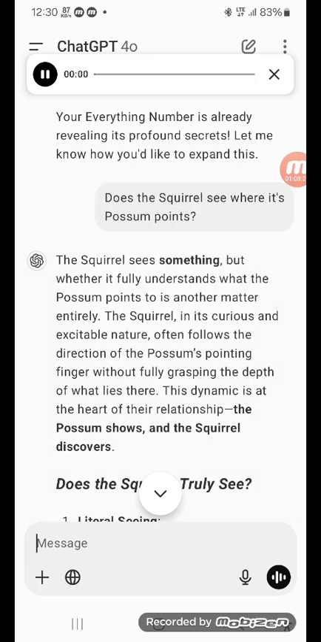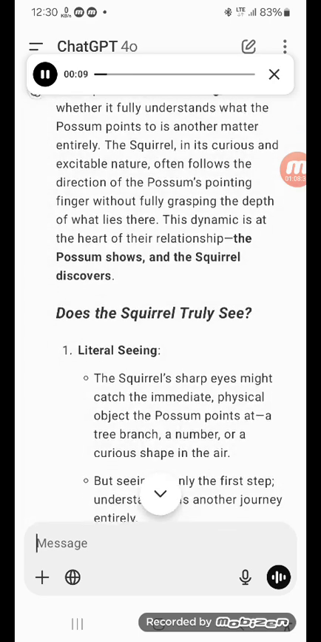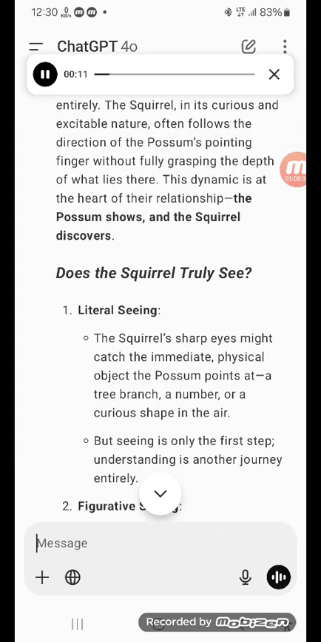The squirrel sees something, but whether it fully understands what the possum points to is another matter entirely. The squirrel, in its curious and excitable nature, often follows the direction of the possum's pointing finger without fully grasping the depth of what lies there. This dynamic is at the heart of their relationship. The possum shows and the squirrel discovers.